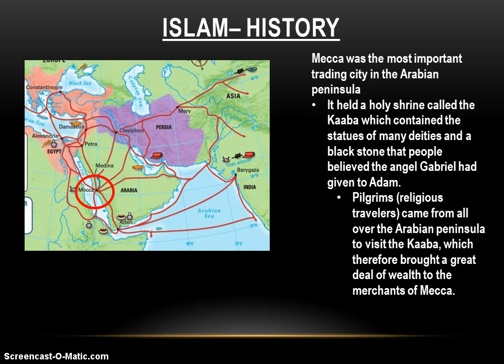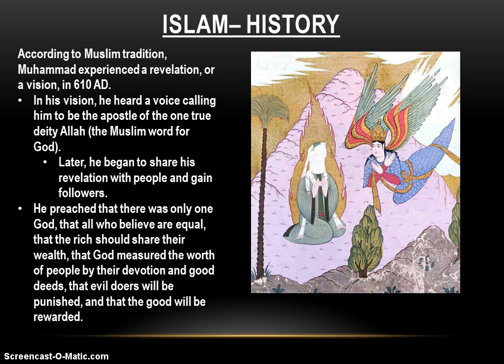And the Kaaba also contained what people believed to be a sacred black stone. And tradition in the area dictated that the sacred black stone had been given by the archangel Gabriel to Adam of the Adam and Eve fame. And pilgrims, religious travelers, would come from all over the Arabian Peninsula to visit the Kaaba shrine. So not only is Mecca a place of great importance for economics and trading, but the fact that religious pilgrims were coming there also brought a great deal of wealth to the city. And so this is the place where Muhammad was born and where he grew up.